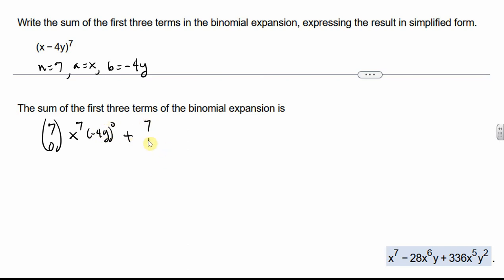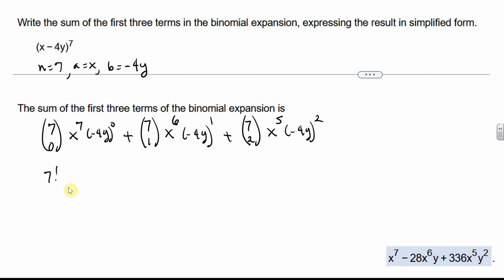Plus seven things taken one at a time, since they said the first three terms. And then this is times x to the sixth times negative 4y to the first. And then plus seven things taken two at a time. This is x to the fifth times negative 4y to the second. And again, look at the power. 7 and 0 is 7. 6 and 1 is 7. 5 and 2, 7. So that makes sense.